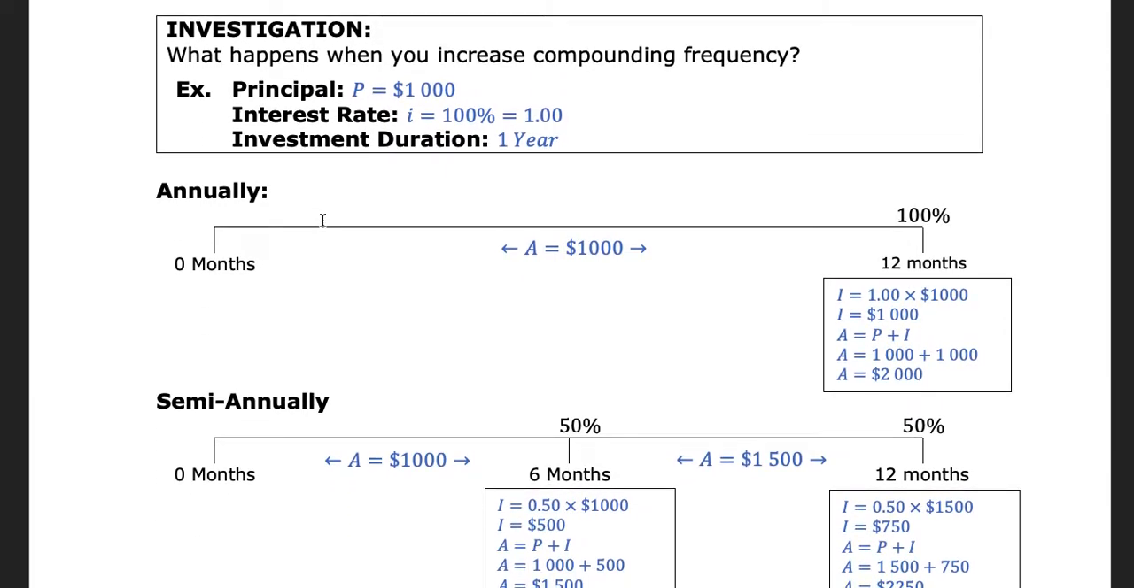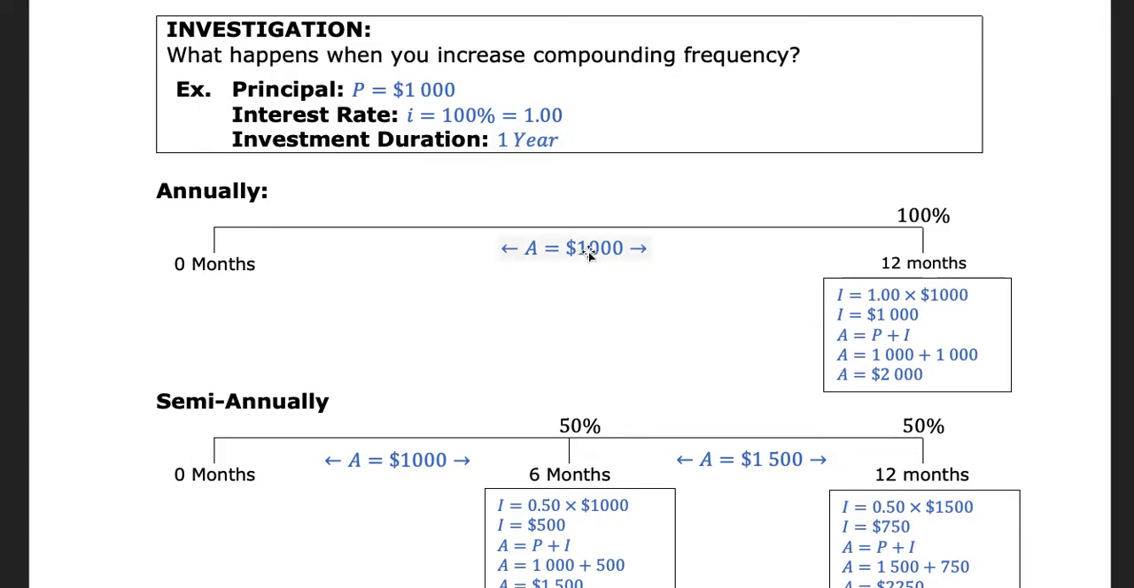So let's use an example. What happens when you increase the compounding frequency? We'll use a principal. Let's say we borrowed $1,000 at an interest rate of, well, 100%, which is 1.00 as a decimal. So I use this basic example so that it's easy to understand. We are using it for 1 year annually.